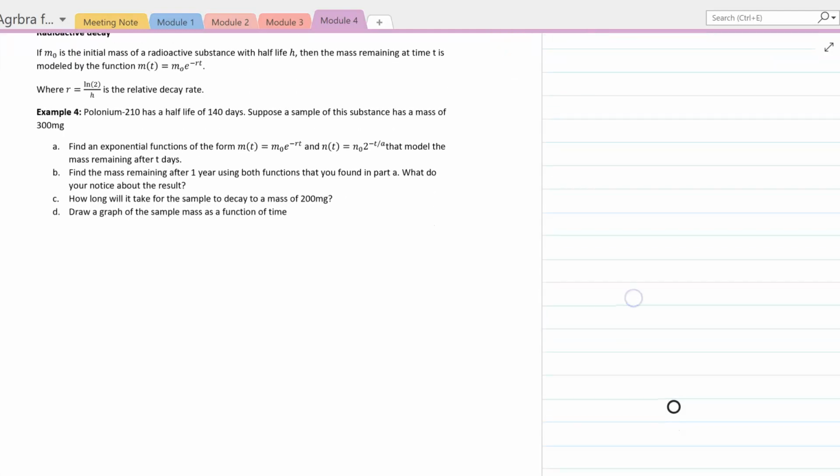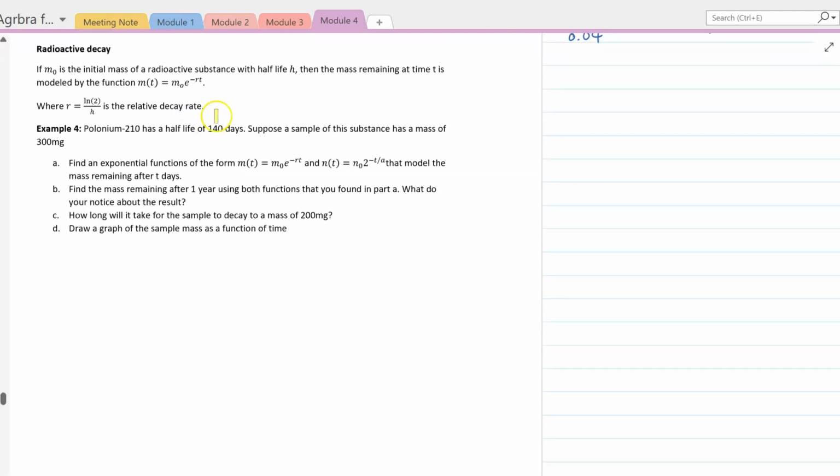So what are we given? We know that the half-life is 140 days. So we're given H equal 140. And we're given the mass is 300 milligrams. So N naught equals 300 milligrams.